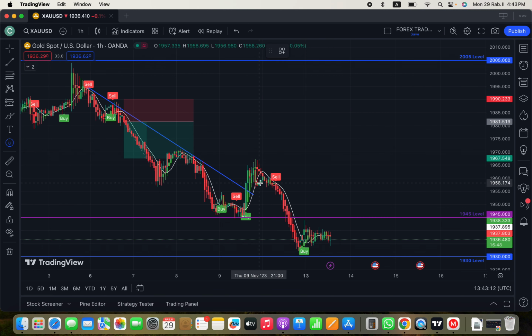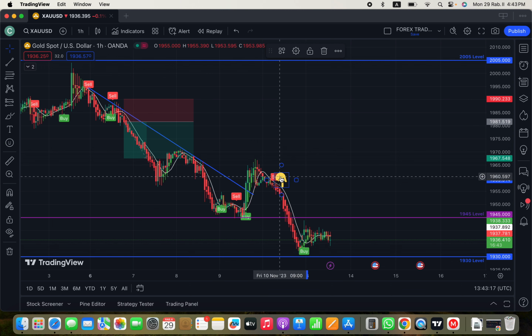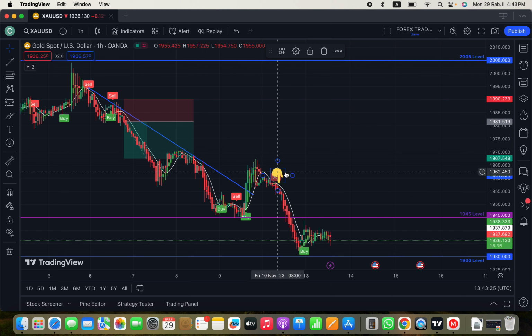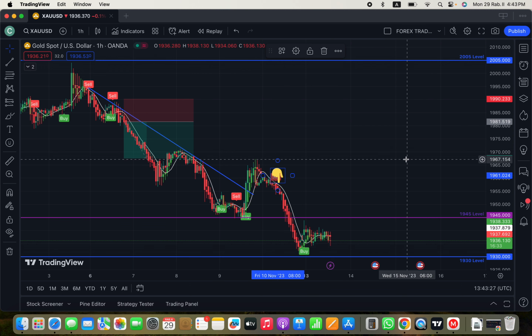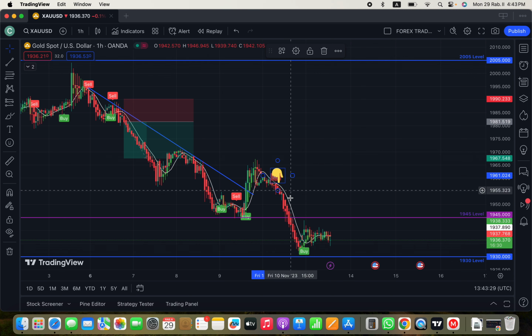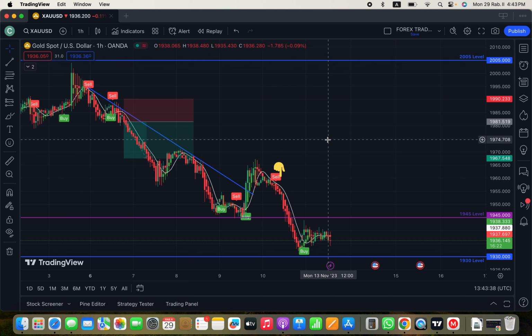So this is where you will be entering for your sell. This particular candle is where you'll be entering for your sell, or the candle before it, because the previous candle closes below the white line, so you're entering for your sell here. So that's it. Then let's set our stop loss and take profit.